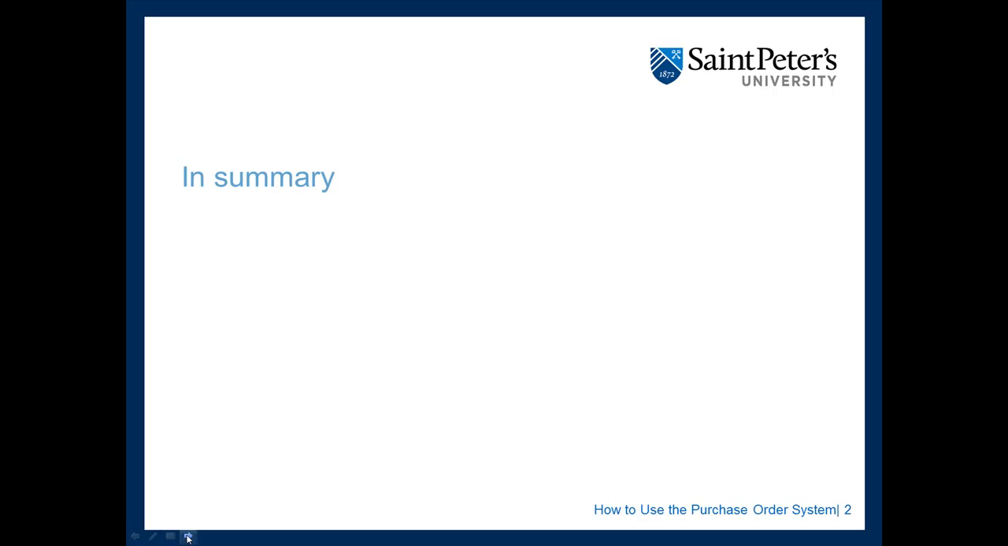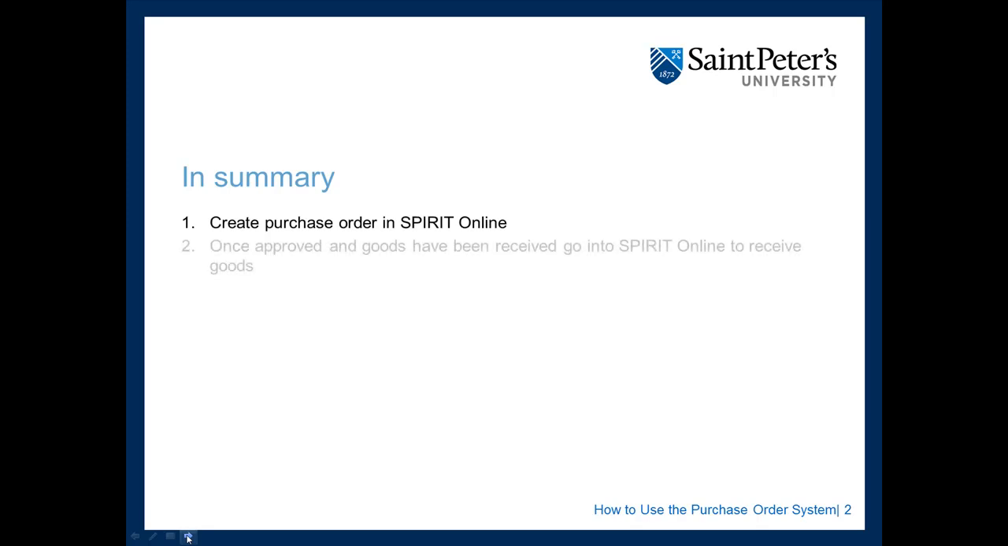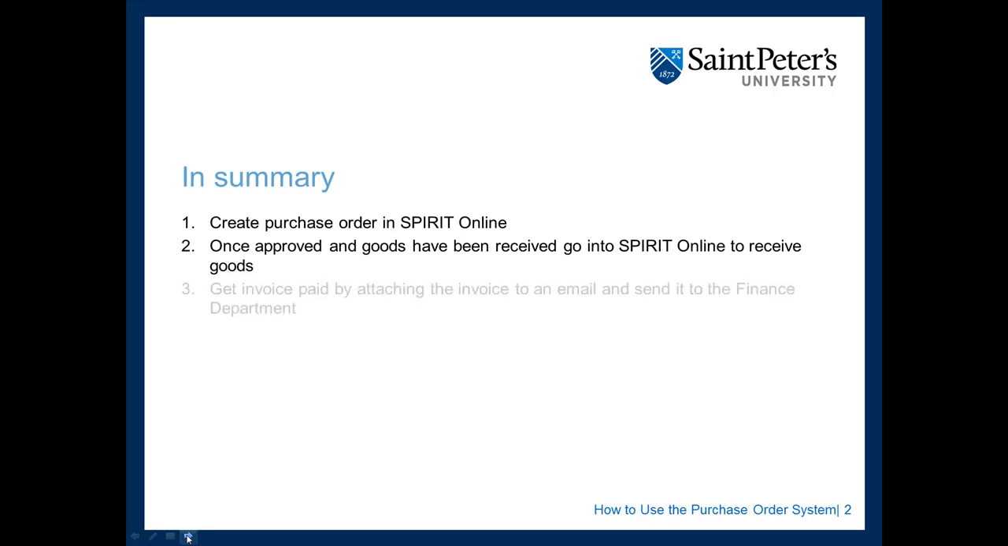In summary, to use the purchase order system: 1. Create a purchase order in Spirit Online. 2. Once approved and goods have been received, go into Spirit Online to receive goods. And 3. Get the invoice paid by attaching the invoice to an email and sending it to the finance department.